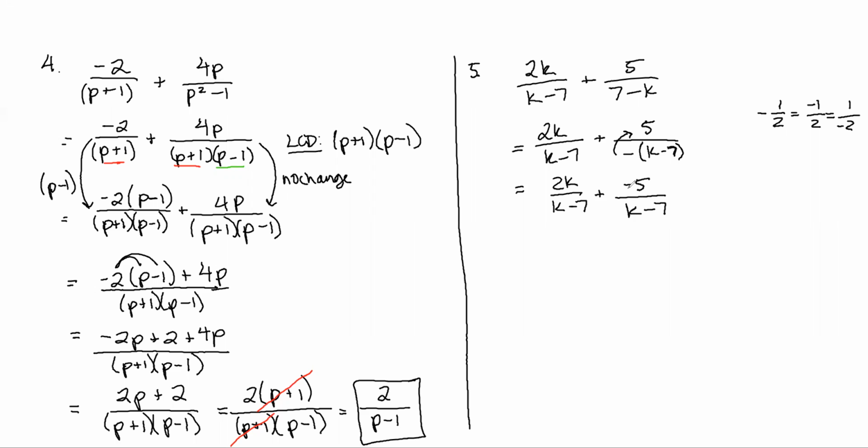We could have also moved the negative out in the front. So we could have had a 2k minus 5. Just make sure it goes one or the other, but not both. Now we have our common denominator. We can go ahead and combine our fractions. So we have a 2k plus -5. That's the same thing as just -5. Now, at this point, we would try to factor and cancel. There's nothing to factor, and these guys are all stuck together. So we're done.